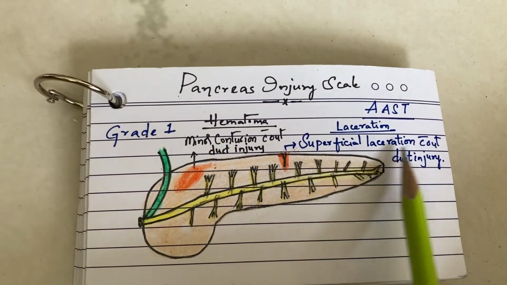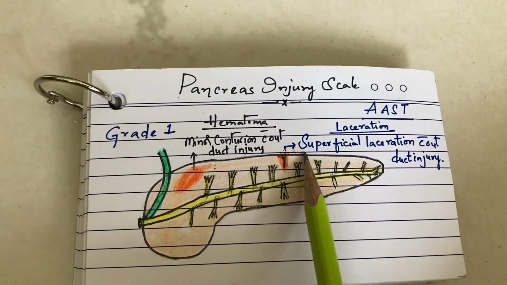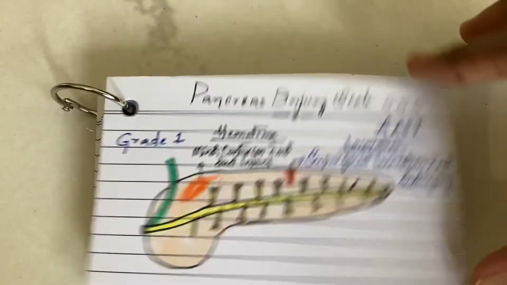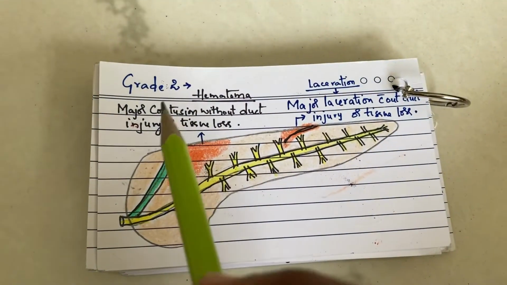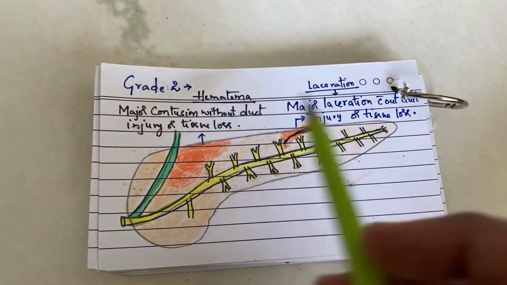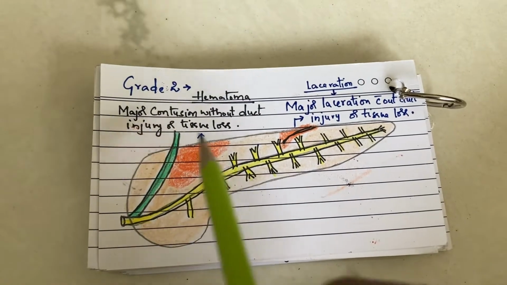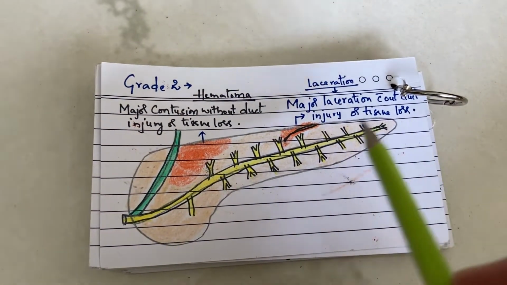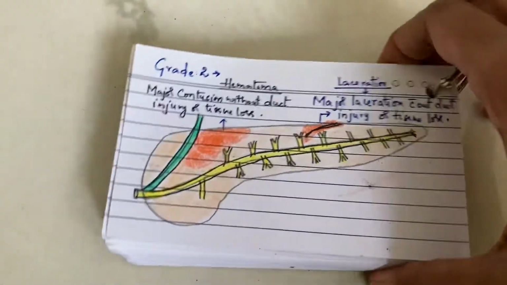Laceration is a superficial laceration. It does not extend up to the duct. Superficial laceration without duct injury. That is grade 1. Grade 2: we have a hematoma and laceration. Hematoma is a major contusion without duct injury or tissue loss. Laceration is a major laceration without duct injury or tissue loss.